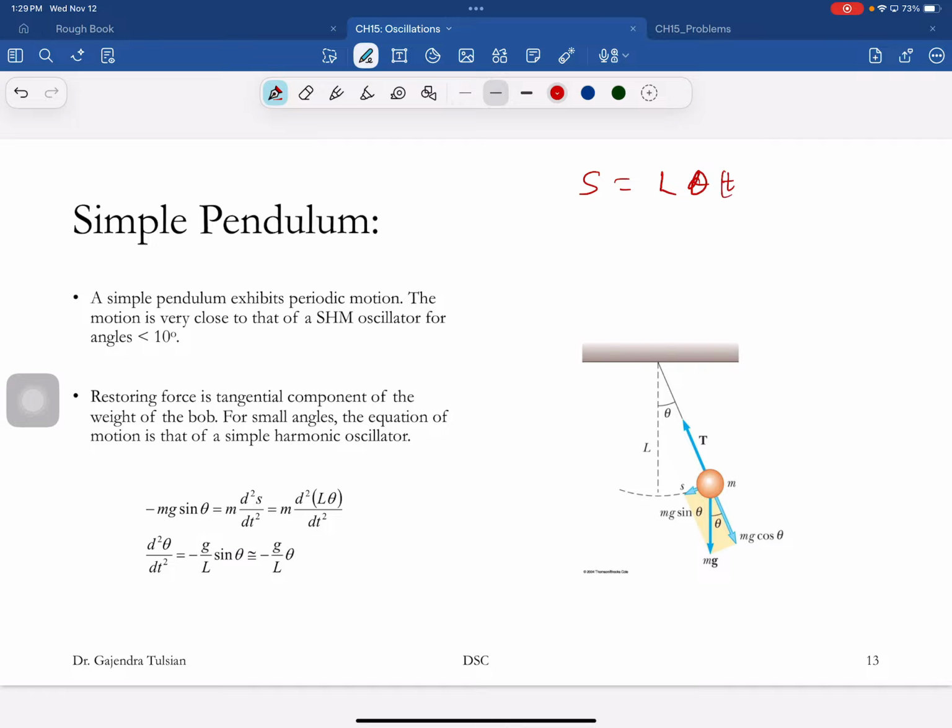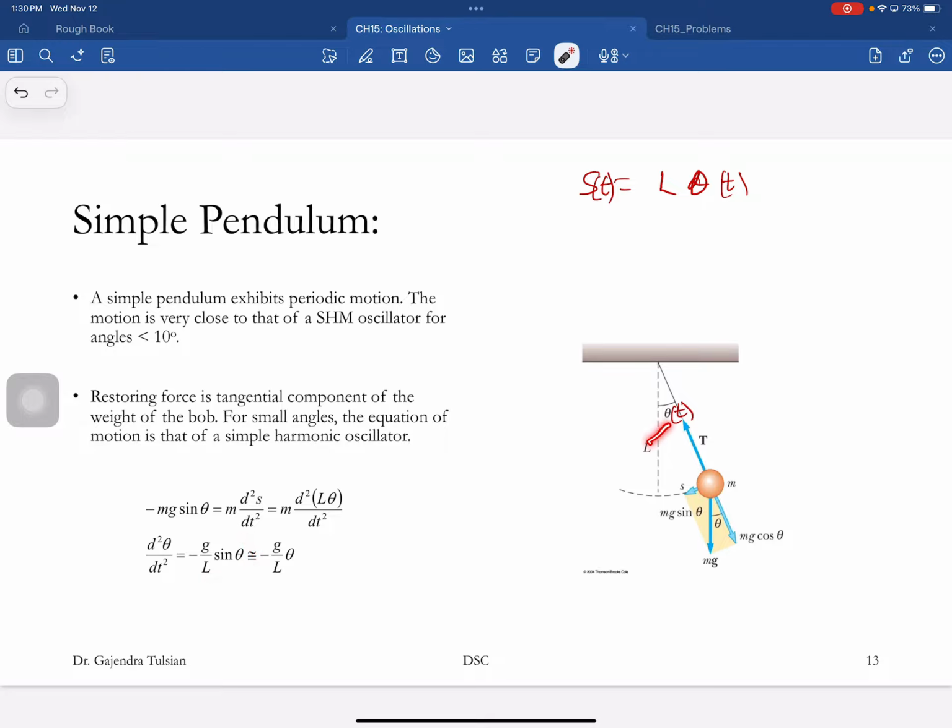So this arc length S is given by that, and so S is L theta, and so second derivative of that. Anyway, you can write all of that. You can go through the algebra. D squared theta, this theta as a function of time, that gives you the configuration of the simple pendulum. D squared theta by dt squared is equal to that.